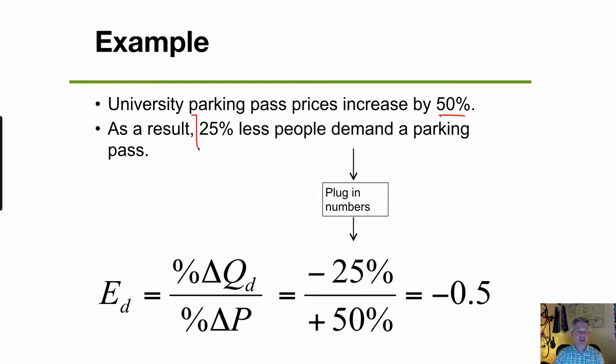Well, the percent change in the quantity demanded is 25% less, or negative 25%, all right? And the percent change in price is a 50% increase, all right? It's important to put the negative sign on the side that's decreasing and put the positive sign on the one that's increasing. So we get negative 0.5. So that is the elasticity, the price elasticity of demand for this particular university's parking passes.